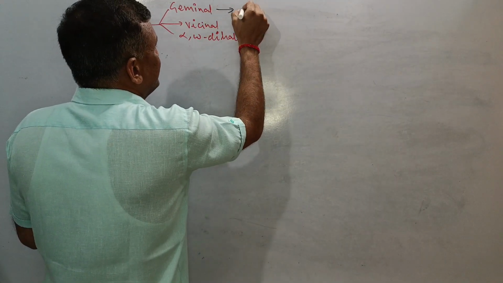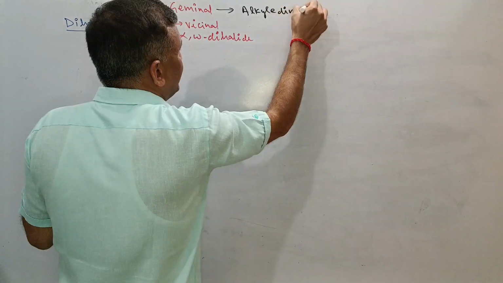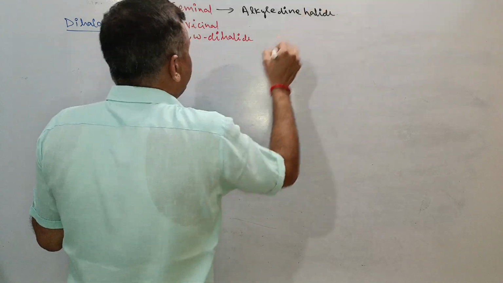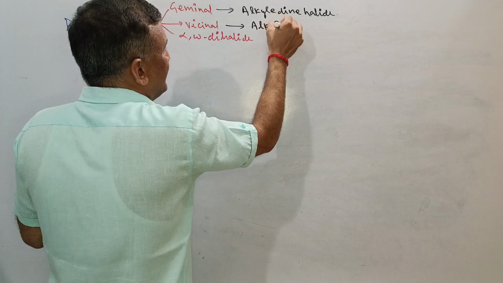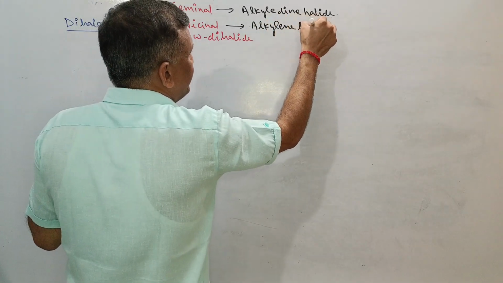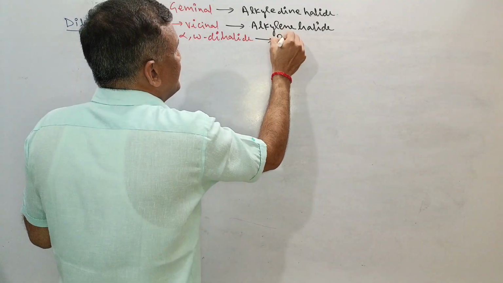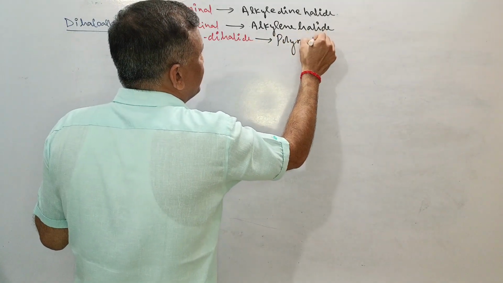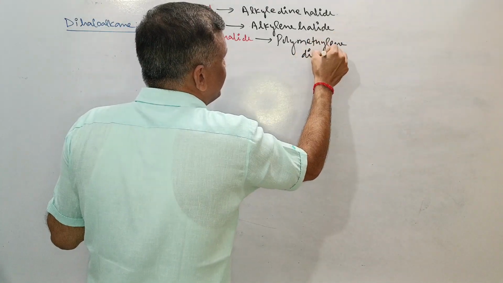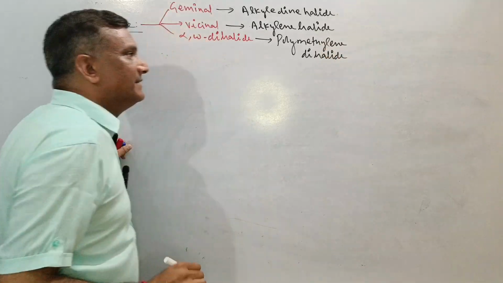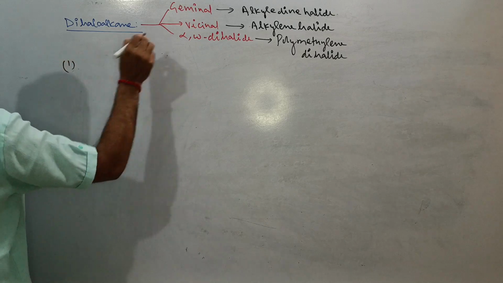You can say alkylidene halide. For the vicinal dihalide, you can use alkylene halide, and for the alpha omega dihalide, you can use polymethylene dihalide. Polymethylene dihalide. Don't be confused. First of all, we'll take the example of gem dihalide.